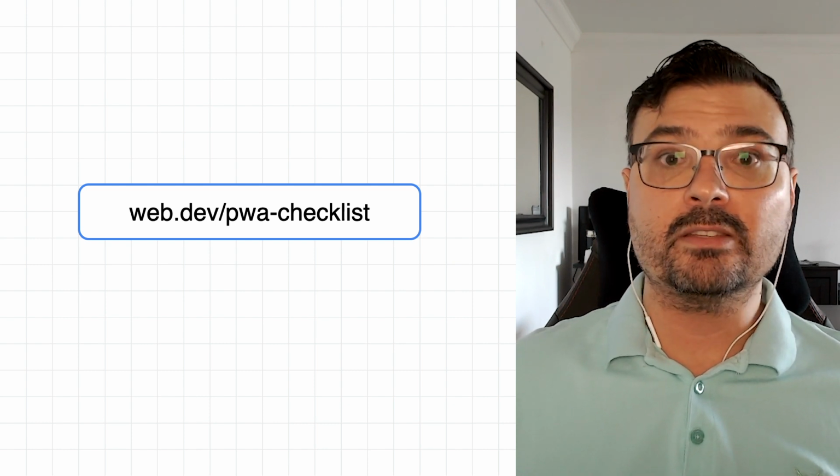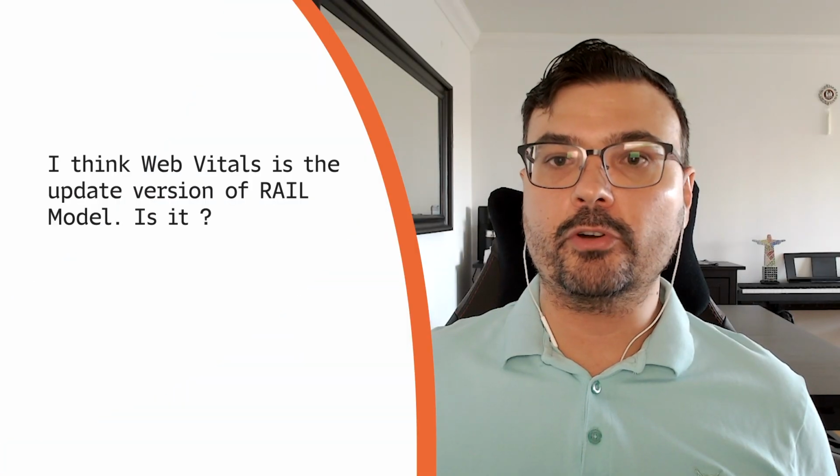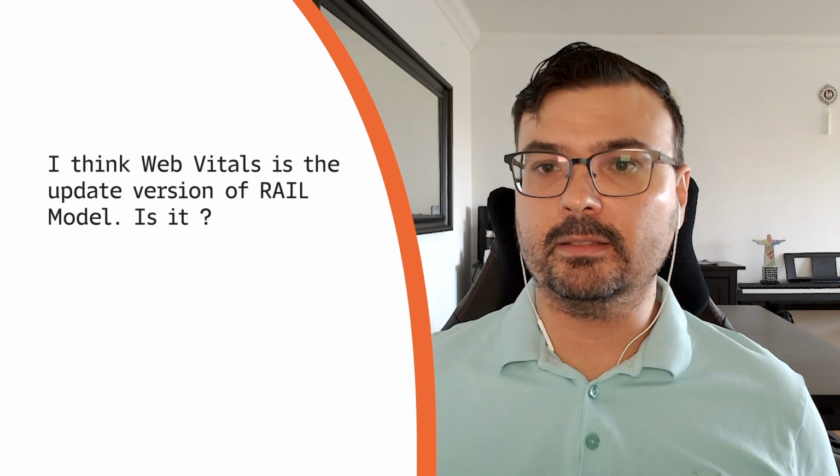As I mentioned, start fast and stay fast. I think Web Vitals is the updated version of the RAIL model. Is it? Thanks, Andre, for bringing this up. As you rightly pointed out, one aspect of building a useful PWA is to give an app-like fast and seamless experience even on the web. And hence, performance becomes a critical piece to keep an eye on.